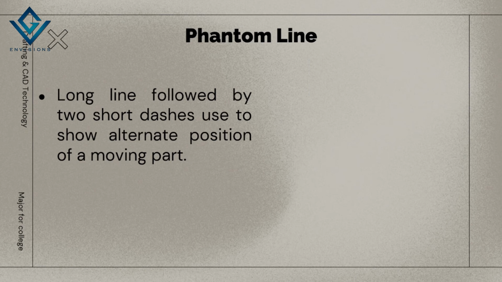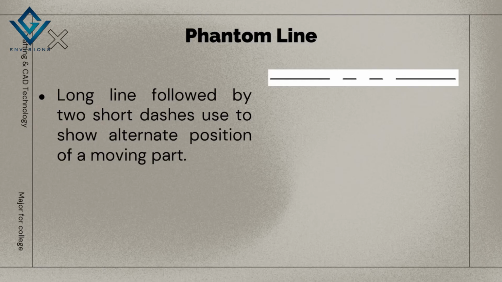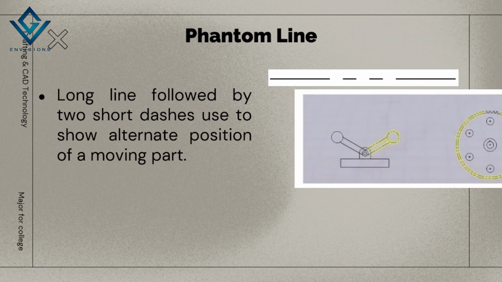And next, we have the phantom line. The phantom line is a long line followed by 2 short dashes, used to show alternate positions of a moving part. Please do not be confused about this phantom line and the lines that we discussed earlier. The center line has one short dash in the middle. However, the phantom line has one long line followed by 2 short lines and one long line again. So this is what we call the phantom line. It is used to show alternate positions of a moving part.